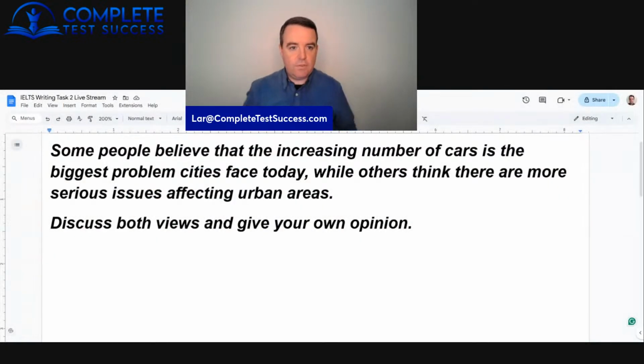Today we're looking at this question here. This is IELTS Writing Task 2. The question says, some people believe that the increasing number of cars is the biggest problem cities face today, while others think there are more serious issues affecting urban areas. Discuss both views and give your own ideas.